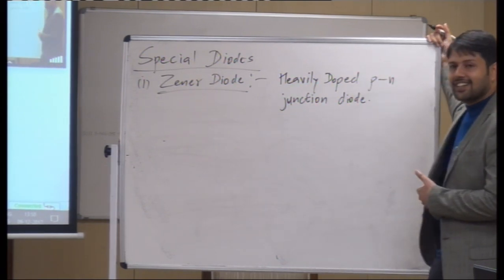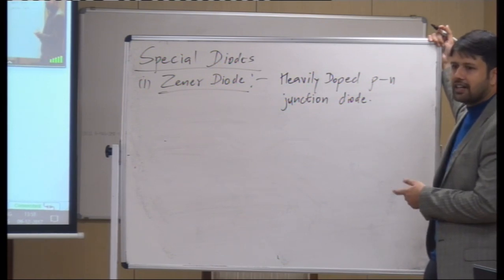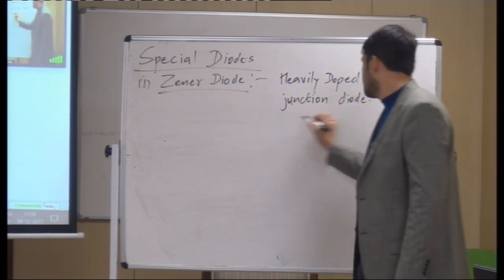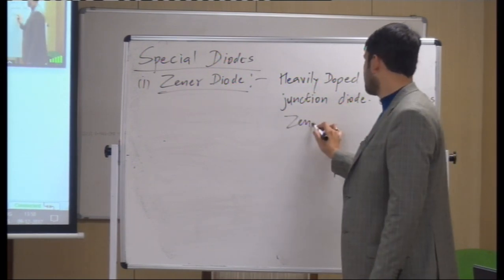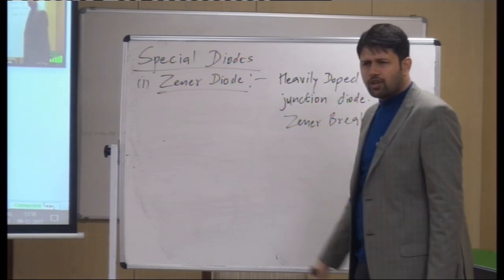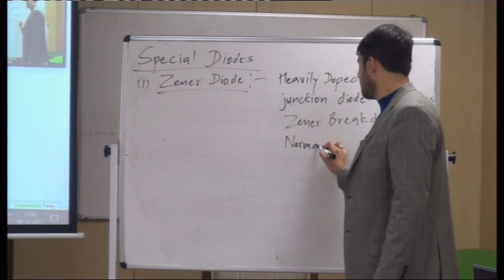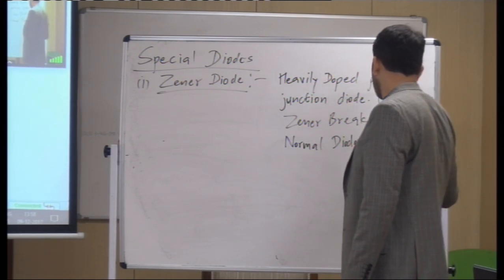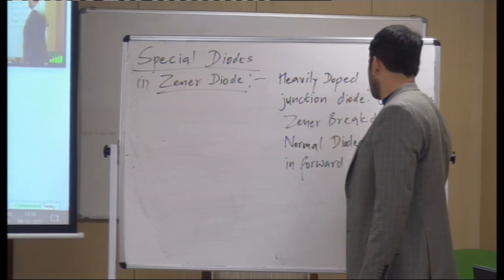It's a heavily doped PN junction diode, and it undergoes Zener breakdown in reverse mode. In forward mode, it behaves like a normal diode.